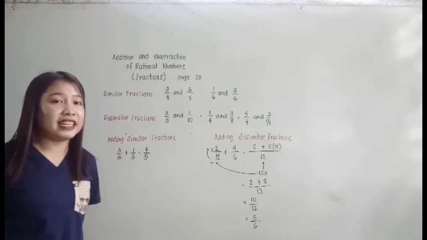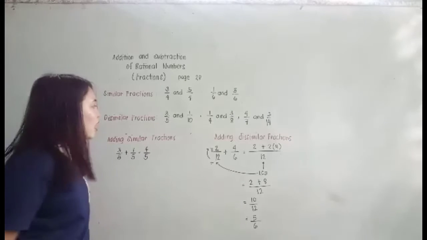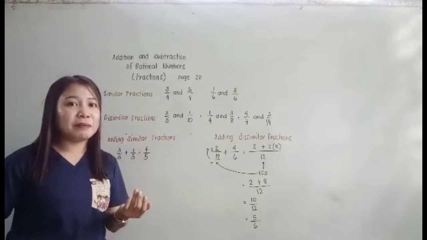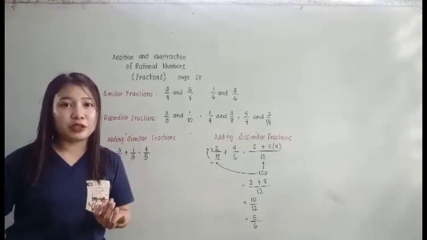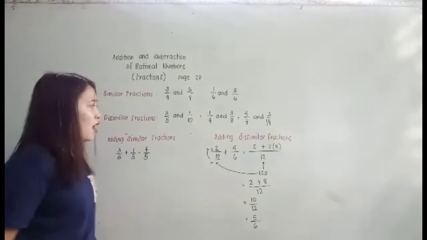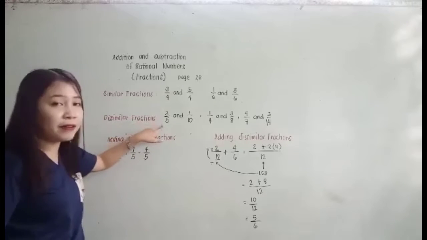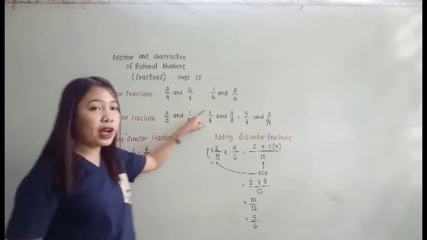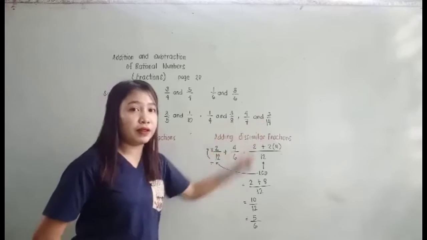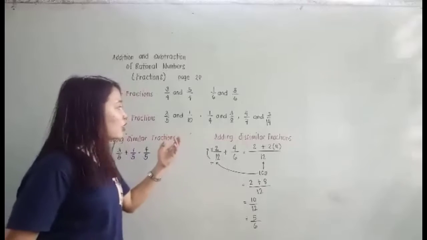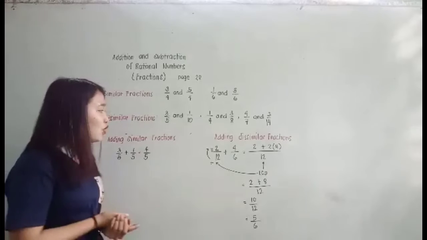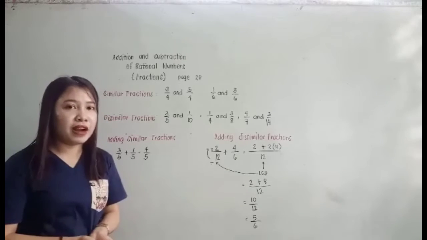Sumunod naman ay ang tinatawag na dissimilar fraction. Okay, so kapag sinabing dissimilar fractions, madali lang matukoy: kung ang denominator ay magkaiba, therefore, ang fractions ay dissimilar. Okay, examples are 3/5 and 1/10, 1/4 and 3/8, and 4/7 and 3/14. So, yung mga pair ng fractions ay magkakaiba. So, now, let's proceed to the addition of similar and dissimilar fractions.